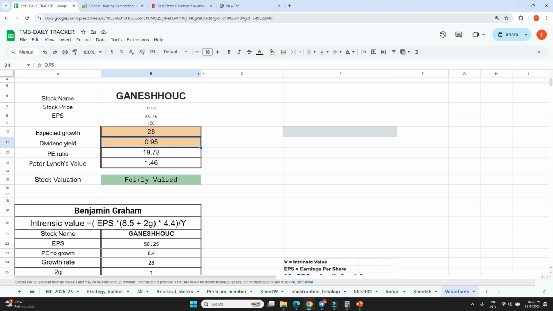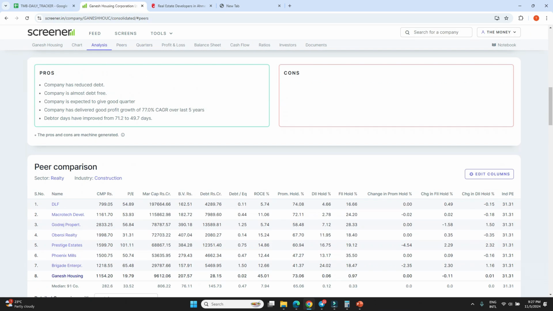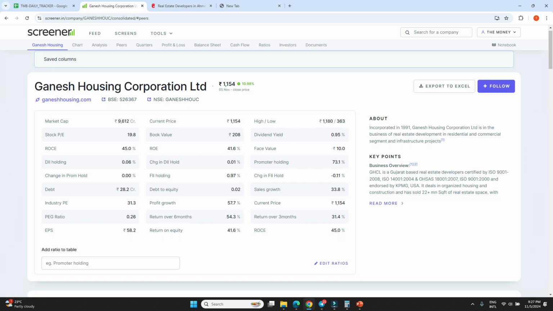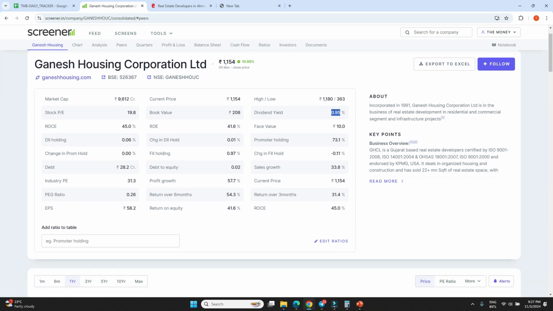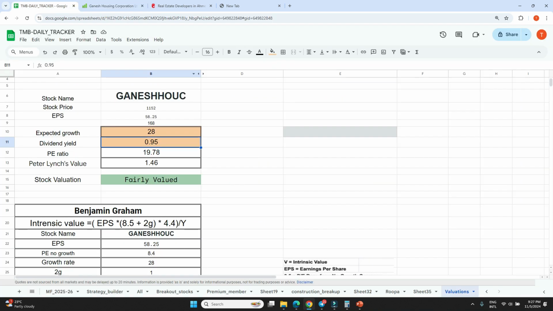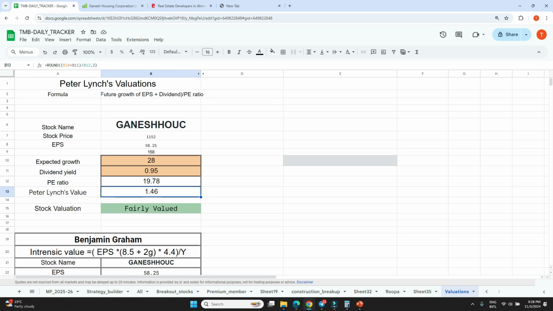This is the dividend yield. What dividend yield has this company paid? Okay, it is paying 0.96% dividend. Once we enter this, the PE ratio I will get automatically from the Google Finance API. Okay, the Peter Lynch valuation formula is this one.